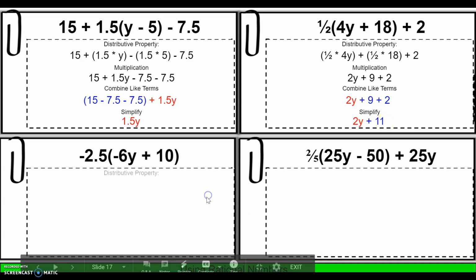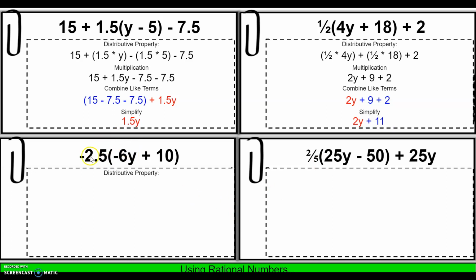Okay, so number 3. The first thing I'm going to do is the distributive property. I do that before I combine any of my like terms. You'll notice the trend here. That's the first thing that we're doing. Whether the distributive property is in the middle or it's the only thing or it's on the side, I am going to complete that step first. So I'm going to distribute this negative 2.5 into my parentheses. Remember, the sign stays with the number.